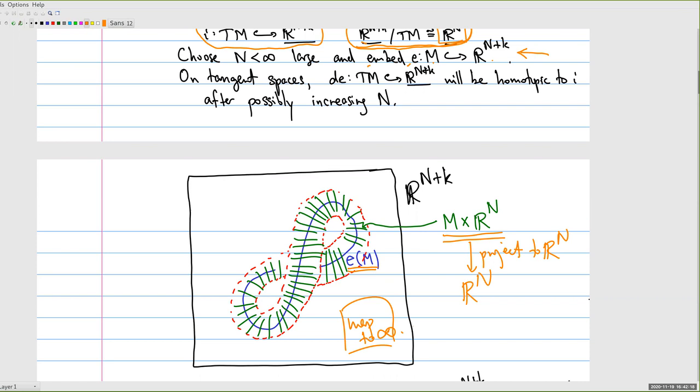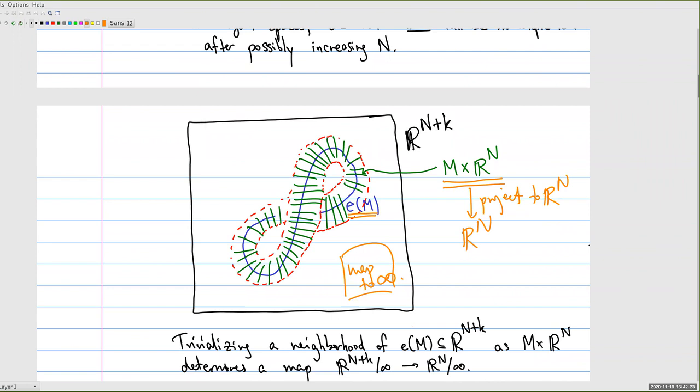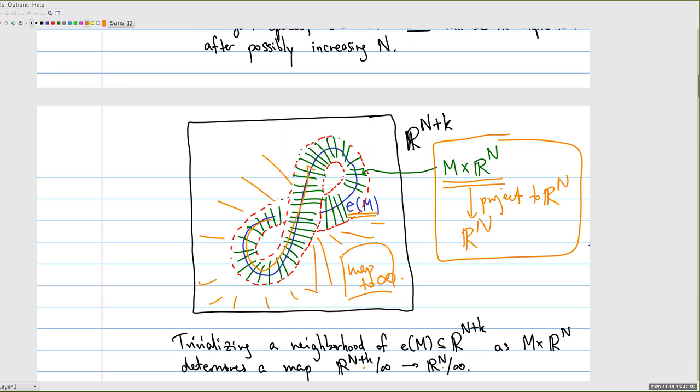So we get from this construction a map from R^(n+k) to R^n modulo infinity. What does it do? On the complement of this, we just map to infinity, and when we're in this tubular neighborhood, we just use this projection to R^n. So this exactly inverts the previous construction. Given this stably framed manifold, we get a map from R^(n+k) to R^n such that the inverse image of zero is exactly the stably framed manifold that we started with.